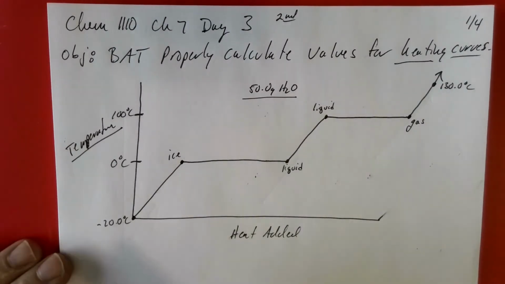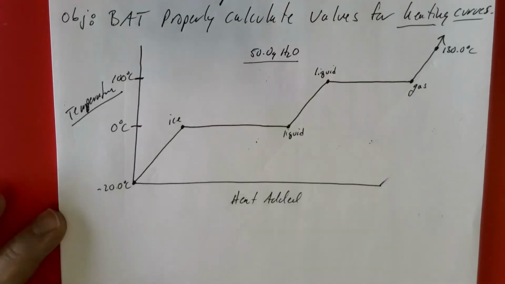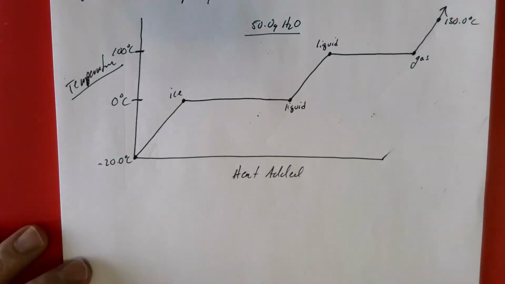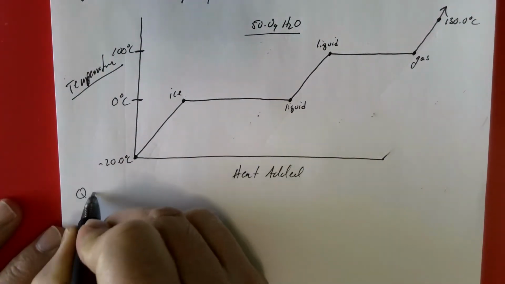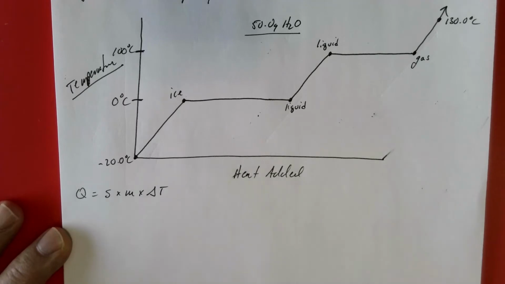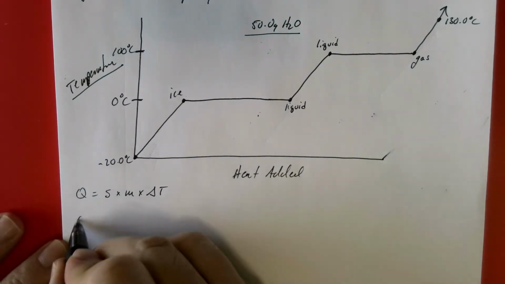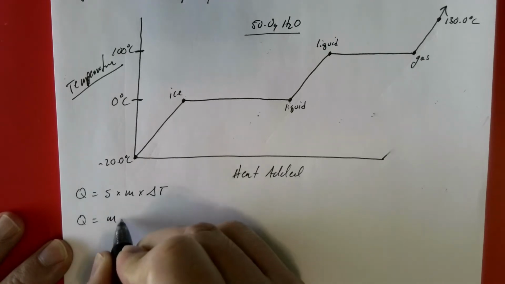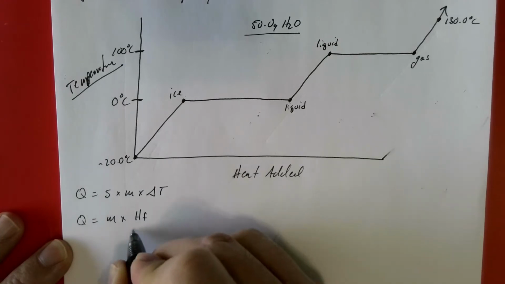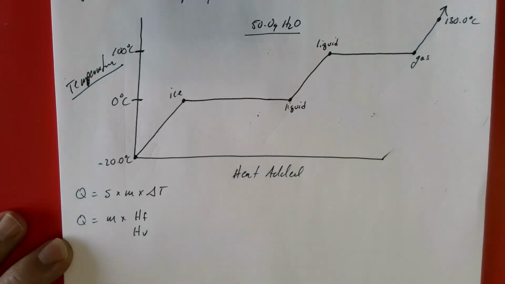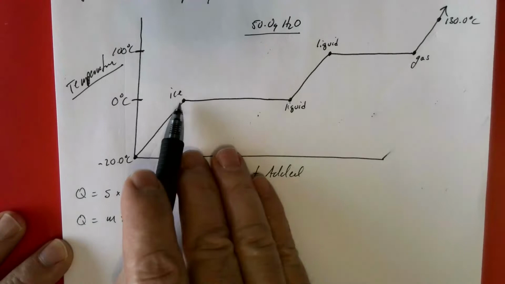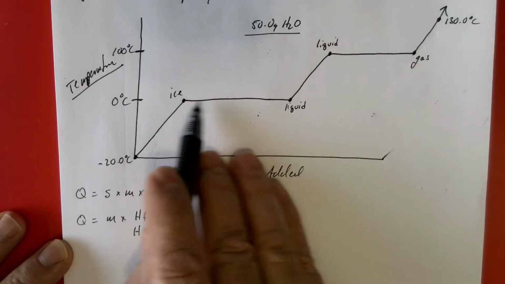Now, to do this, you've got to know roughly two equations, and they look like this. The first equation is Q equals S times M times delta T. That's one of them. And the other one is Q equals M times, and there's two values you can have here. You can have either H of F or H of V. H of F is known as the heat of fusion. It's the amount of energy needed to change it from ice, or from solid, to liquid.